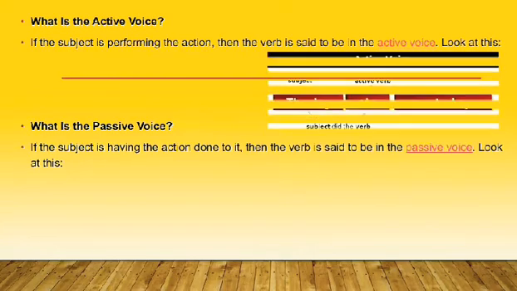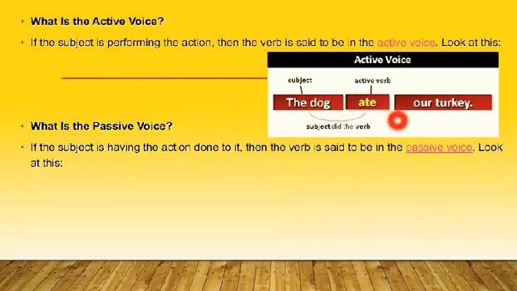Now let's see some examples. See, the dog ate our turkey. The dog is the subject here, ate is the verb here, and our turkey is the object.